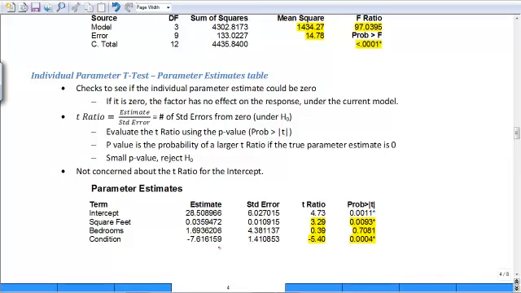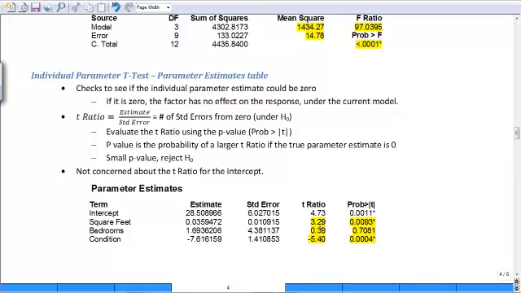The probability of observing something more extreme than 1.69, if that null hypothesis is true, in other words, if the true value of bedrooms is 0, is 0.7. 70% chance of a more extreme estimate if the null hypothesis is true. So this factor is not significant in the model. We would want to take that out of the model.